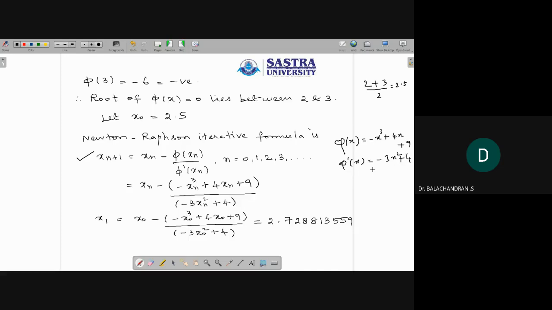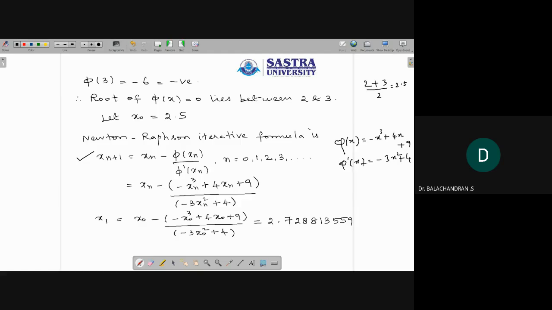This is phi dash of x. So now this is the iterative formula: x_{n+1} equals x_n, that is the previous iteration value, minus phi of x_n divided by phi dash of x_n. So this is equal to x_n minus phi of x_n, where instead of x we just replace by x_n: minus (x_n cube plus 4x_n plus 9). That is the numerator. Phi dash of x_n.